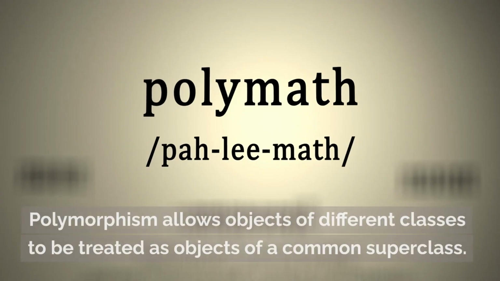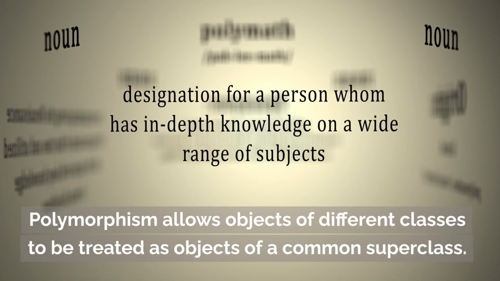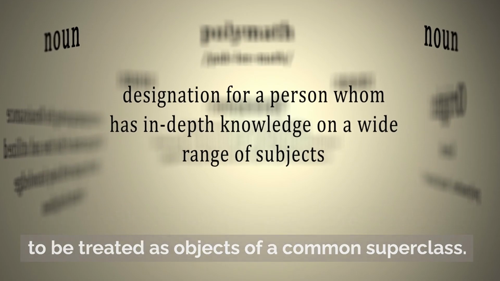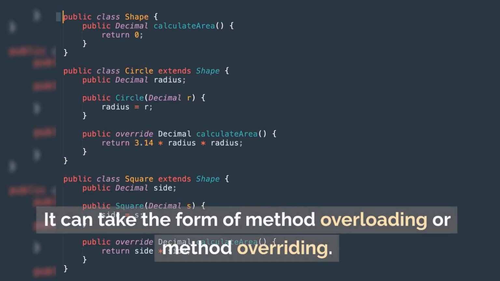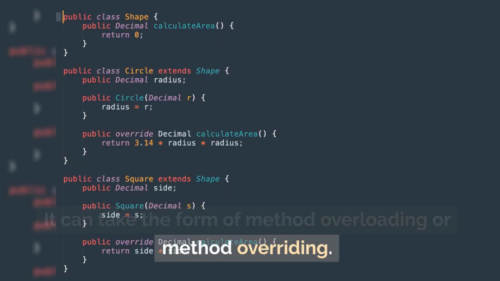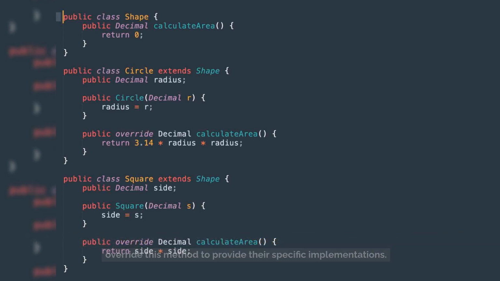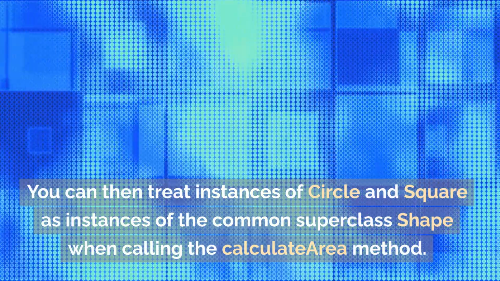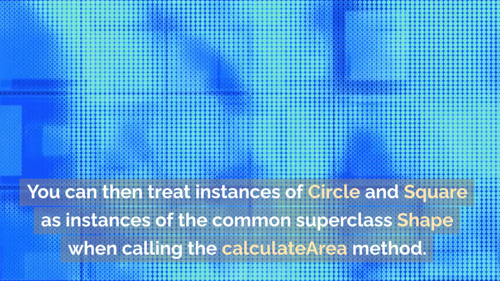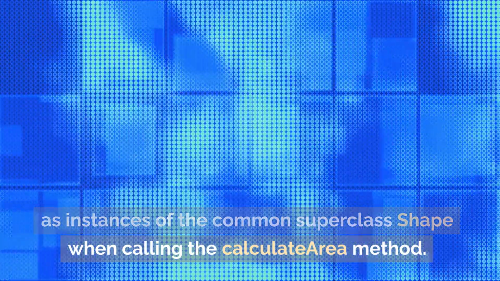3. Polymorphism. Polymorphism allows objects of different classes to be treated as objects of a common superclass. It can take the form of method overloading or method overriding. In this example, the shape class has a method calculateArea, and both circle and square classes override this method to provide their specific implementations. You can then treat instances of circle and square as instances of the common superclass shape when calling the calculateArea method.